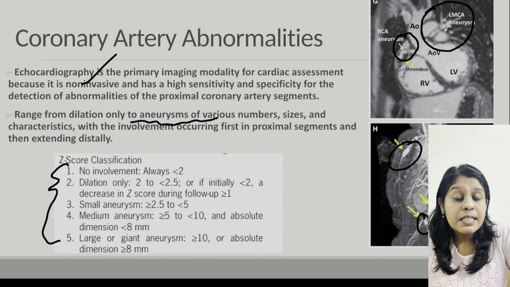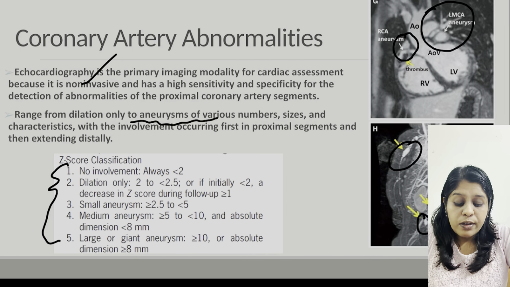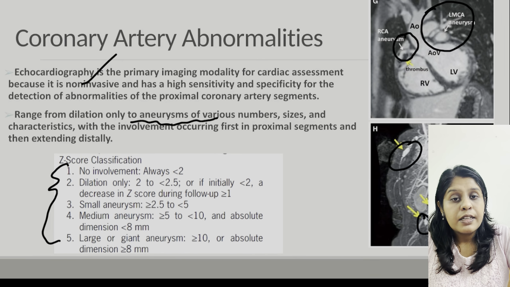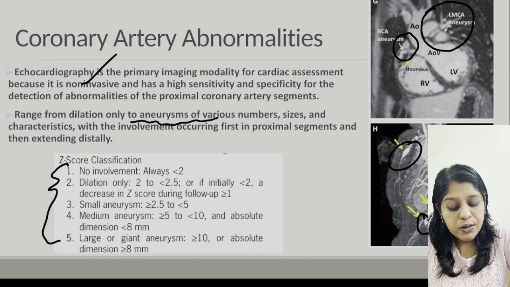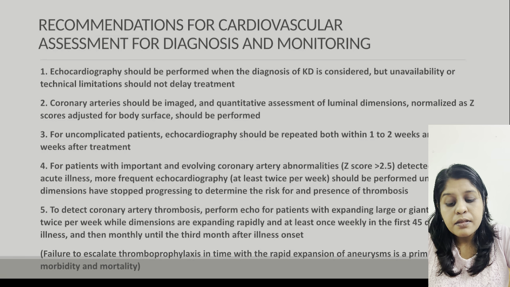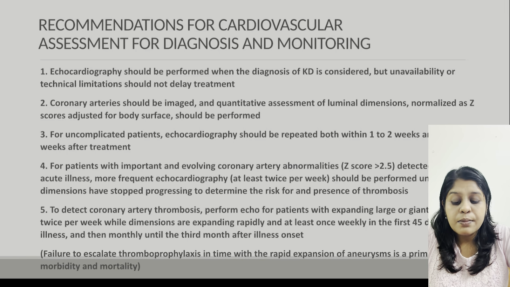If the Z score is less than 2, it is no involvement. If it is 2 to less than 2.5, it is dilatation only. If it is 2.5 to 5, it is small aneurysm. 5 to 10 Z score is mild aneurysm, and more than 10 is large aneurysm or a giant aneurysm. If there is an absolute value of more than or equal to 8, then also it is called a giant aneurysm. So coming to the recommendation for cardiovascular assessment of diagnosis and monitoring.